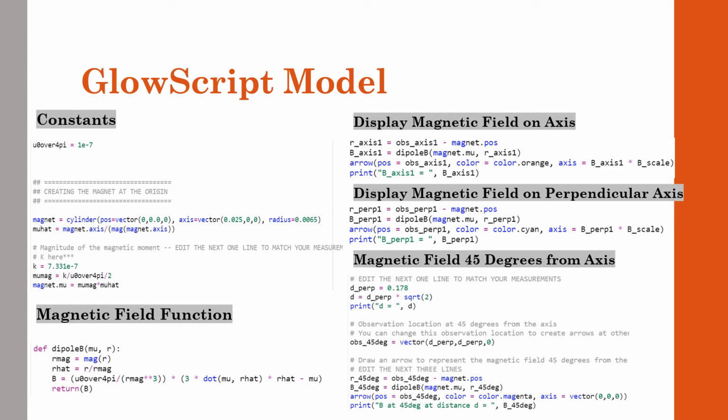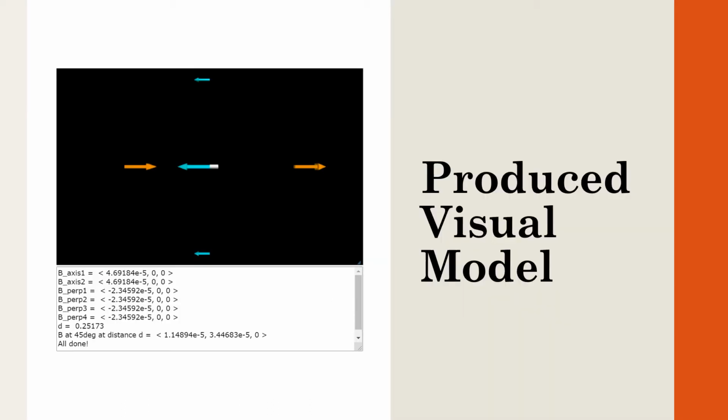I then created a function using the values of mu and the distance to calculate the magnetic field at the given location. I then wrote code to display arrows on the parallel and perpendicular axis to the bar magnet to represent the magnetic fields at those locations. I used a similar method to calculate the magnetic field at a location 45 degrees from the bar magnet. Here is the visual model produced by the GlowScript computational code.